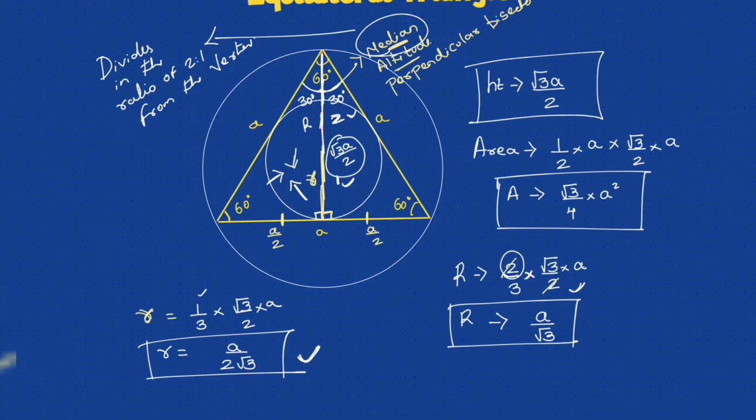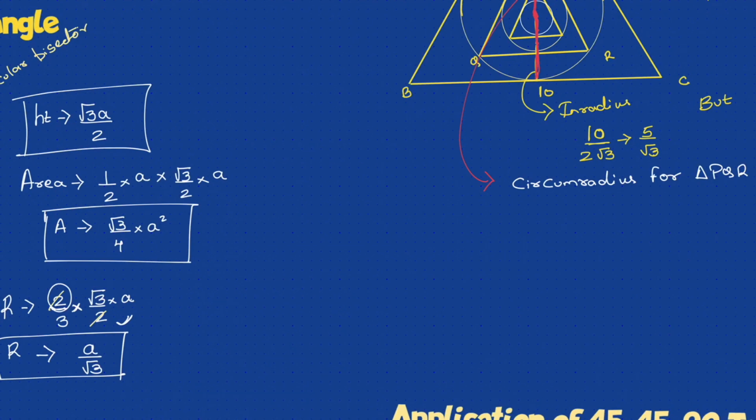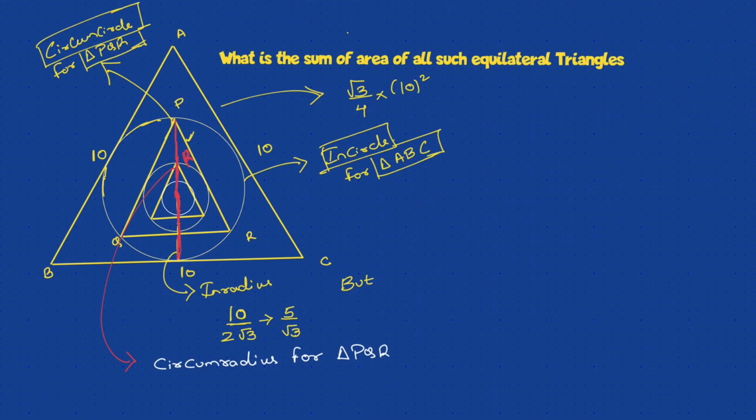Remember that. What is the formula for circumradius? It is nothing but A upon root 3, where A is the side of an equilateral triangle. So what is the side of the equilateral triangle PQR? Let it be B. Then I'll find out what is B. If it is B, then it will be B upon root 3, correct? That will be the circumradius of PQR.